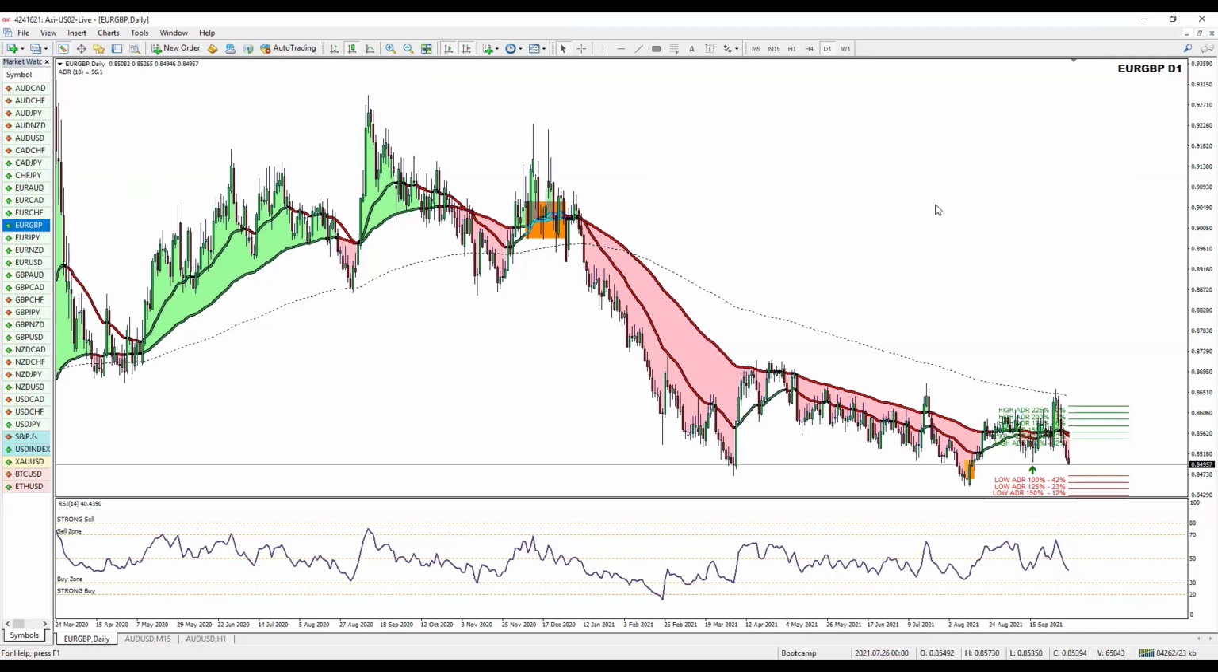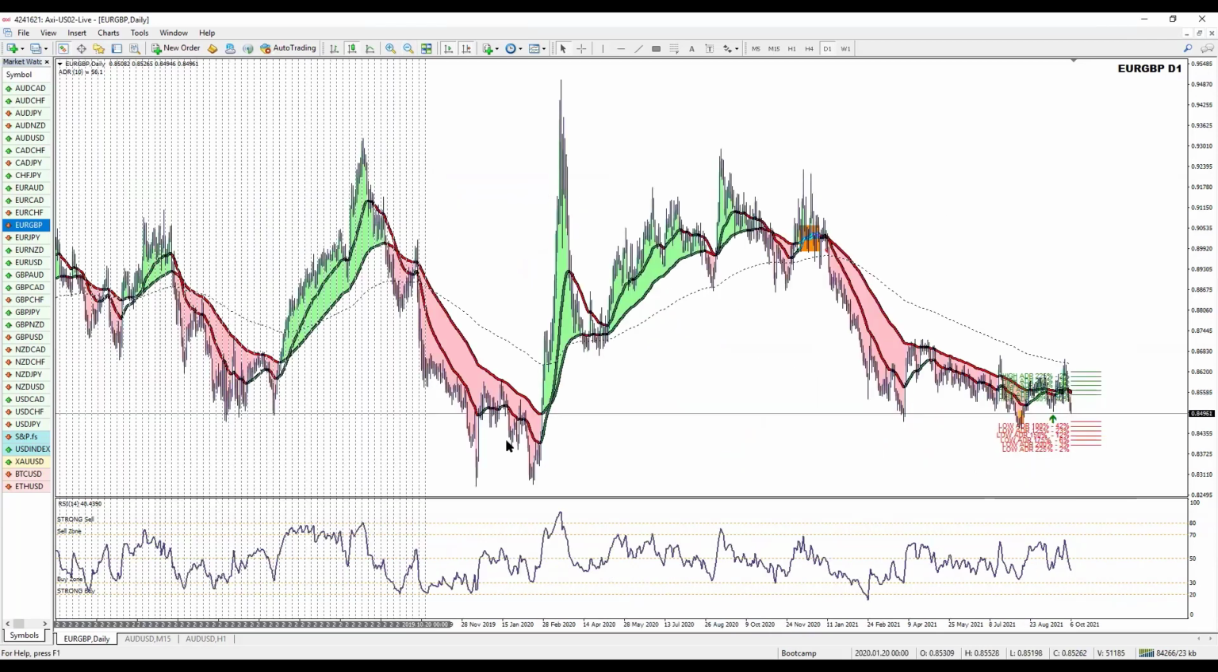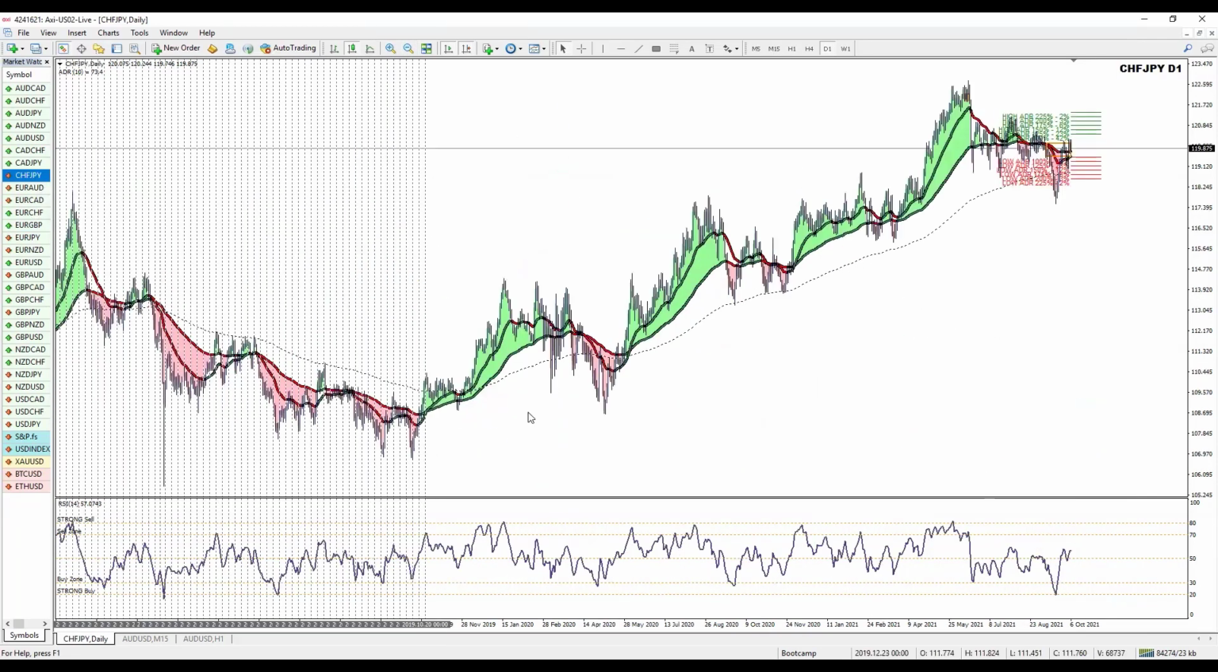One of my mentors used to say to me, use this indicator. When it's green, you go long. When it's red, you go short. If you're long, when it goes red, you get out. Yeah, that easy. It's that simple.